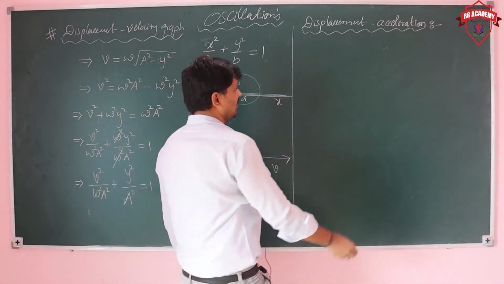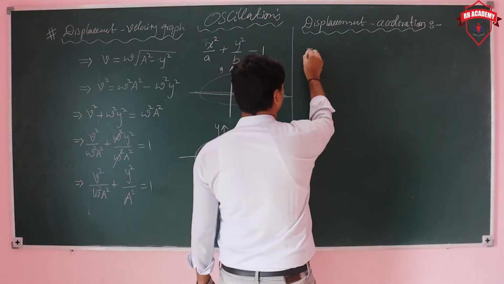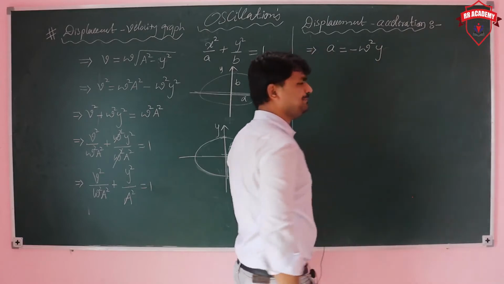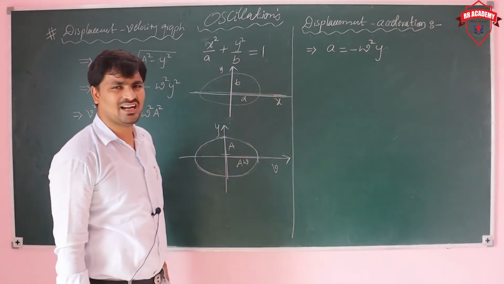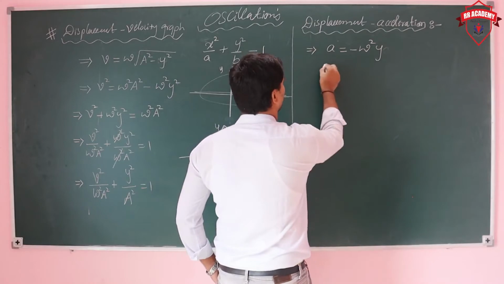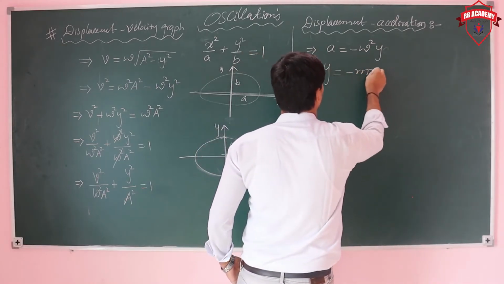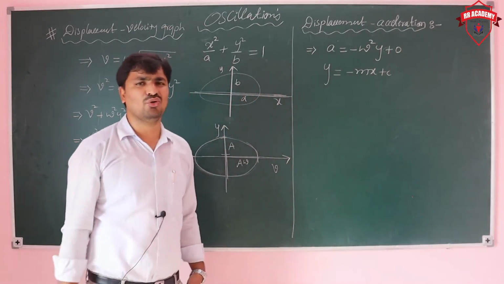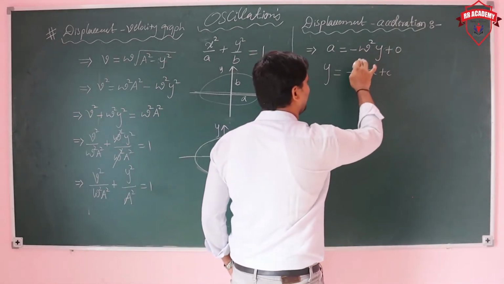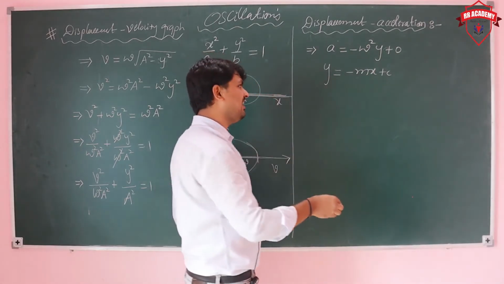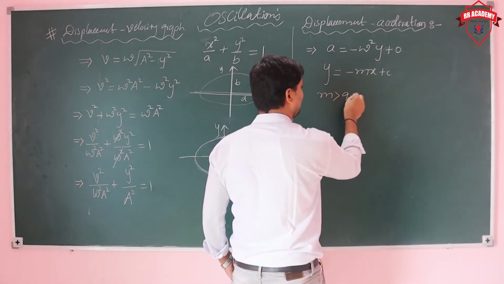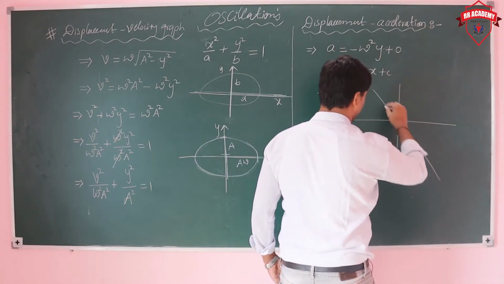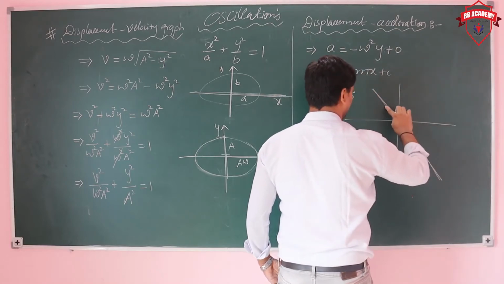See here. First you can take the relation. Yes, you know that a is equal to minus omega square y. Actually this equation looks like y is equal to minus mx plus c, but here c is 0, which means the line is passing through the origin. The value of m is negative, so the slope angle is greater than 90 degrees. Then what graph do you get? Like this.